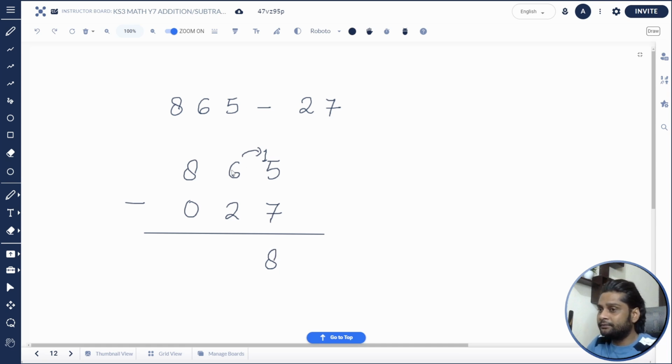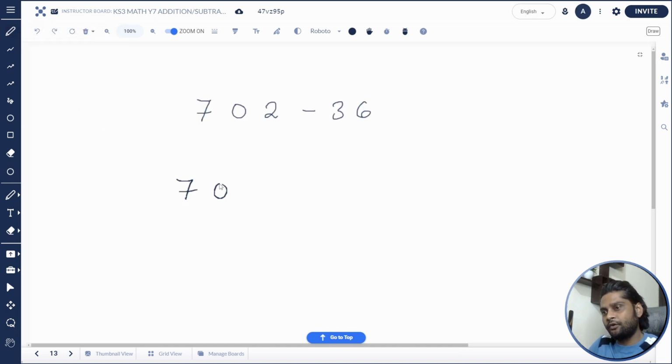Whereas you notice 6, because it already has given 1 borrow, so it's no longer 6, it became now 5. And 5 minus 2 will give you 3. And it's simple, 8 minus 0 is just 8. So remember, whenever we have a number on the top lesser, we take borrow from the neighboring number and then perform subtraction. Let's continue with the next example.